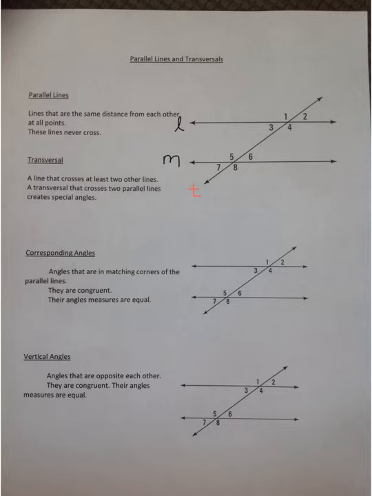Corresponding angles are angles that are in matching corners of the parallel lines. They are congruent. Their angle measures are equal. In this image, angle 2 and angle 6 are corresponding angles. They are corresponding because they are in the same upper right-hand corner of the parallel lines that are created with that transversal.